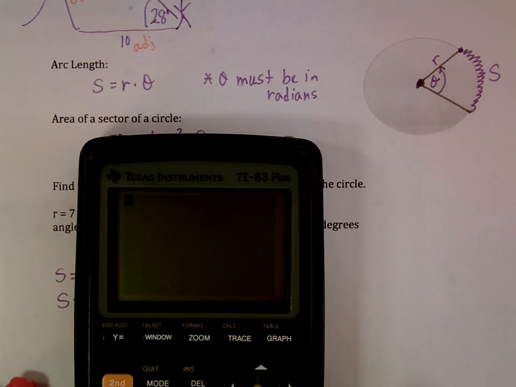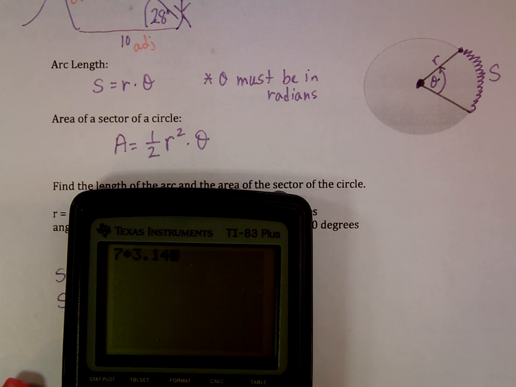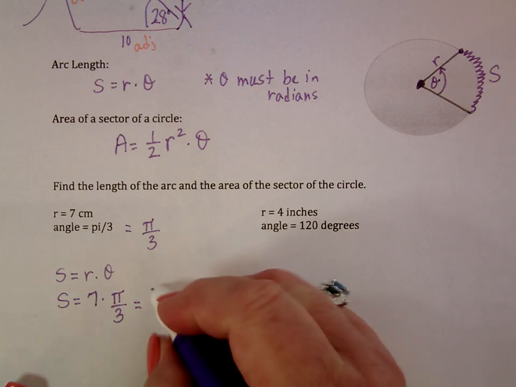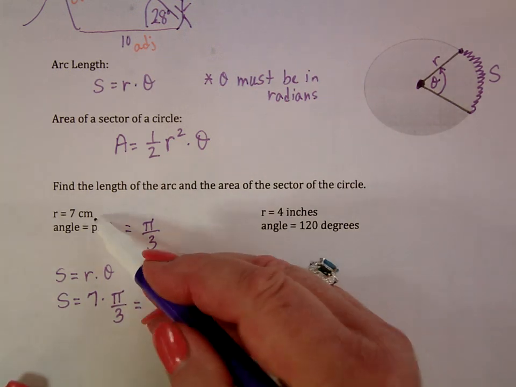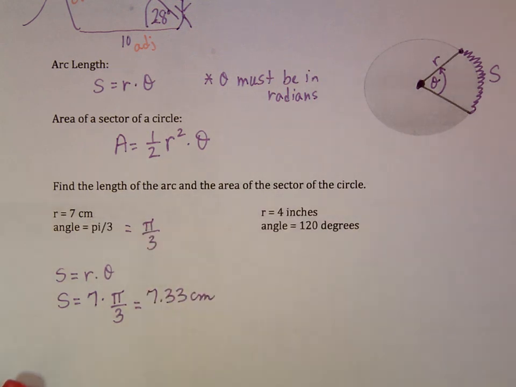So 7 times pi. You can use 3.14. You can use the pi symbol, whatever makes you happy. And then I'm dividing that by 3. And that's my answer, 7.33 if I round it. So this is 7.33. You can use the decimal answers, and your units are going to be the same units as what the radius was. So this one's centimeters. So that's how long the crust on the pizza is for that guy.